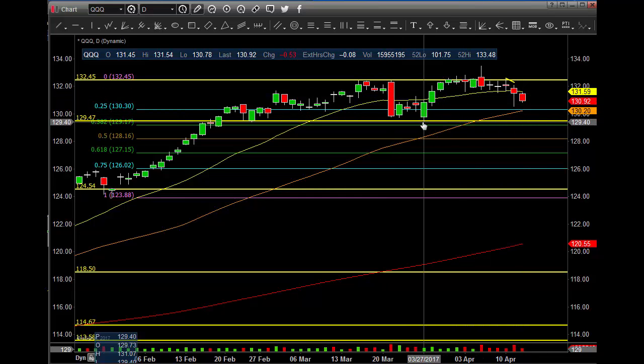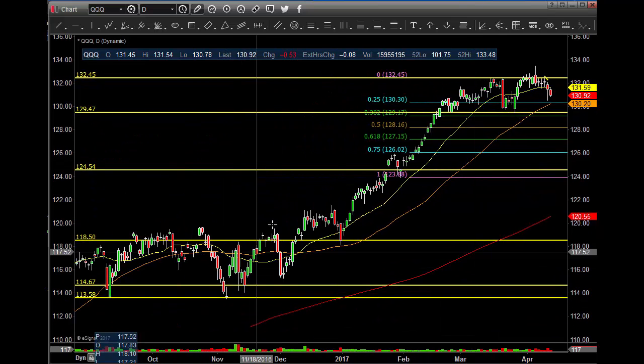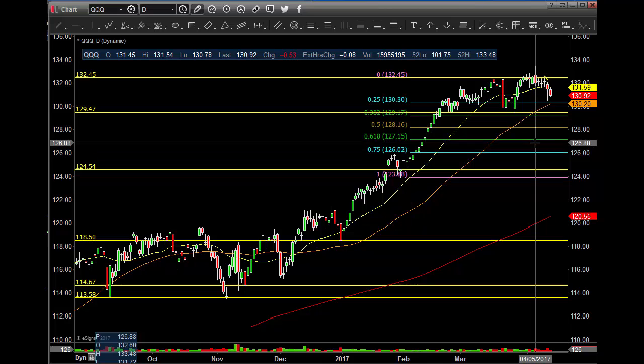If we crack below the 129.47 area, I think it's going to be on. We're easily coming down in here, and then, of course, there's some gaps to fill down here. I'm still thinking November, guys, on these charts for everything, but one step at a time.